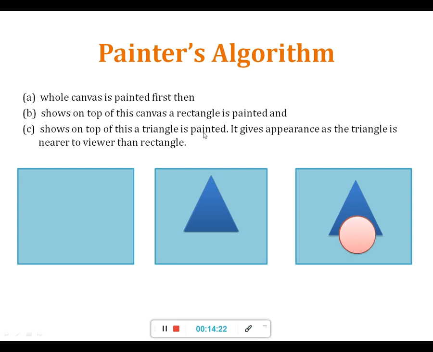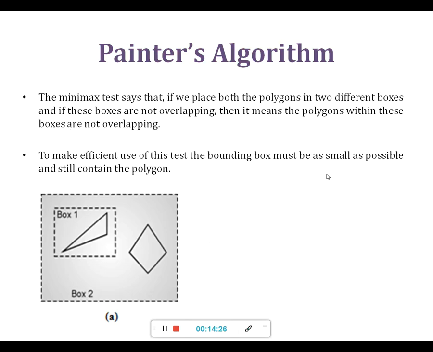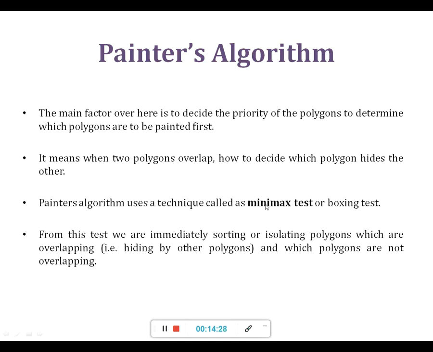Here we are going to decide the priority of the polygon, and for that we are going to make use of the min-max test. This minimax test is also called a boxing test. So another name of this technique is the boxing test. From this test we can immediately sort or isolate the polygons which are overlapping. Overlapping means one polygon is hiding another polygon, or we can also find out which polygons are not overlapping.